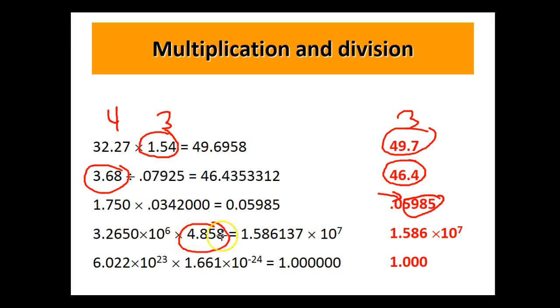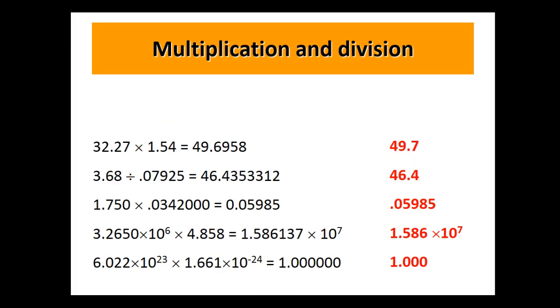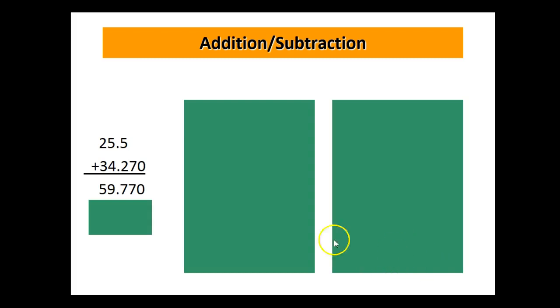This one has 1, 2, 3, 4. This one has 1, 2, 3, 4, 5, 6. So your answer needs to end up with 4 significant digits. This one, the lowest one, they're 4 each. This one is 4, and this one's also 4. So your answer is going to end up with 4, and you can see that over here on this answer.